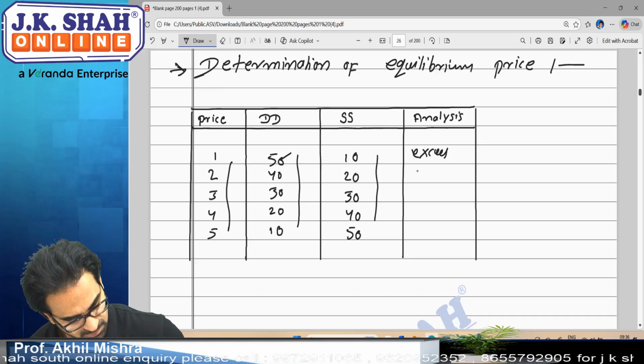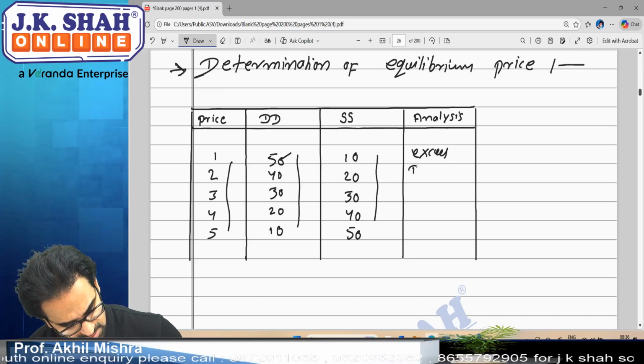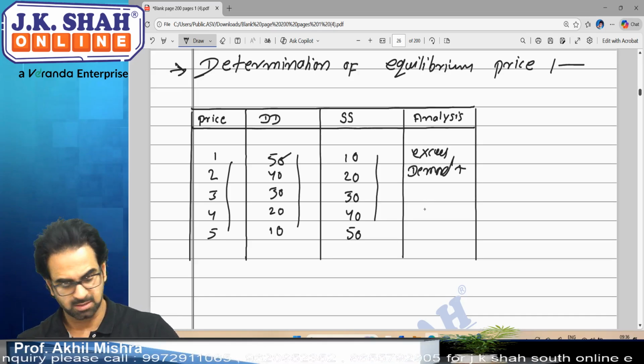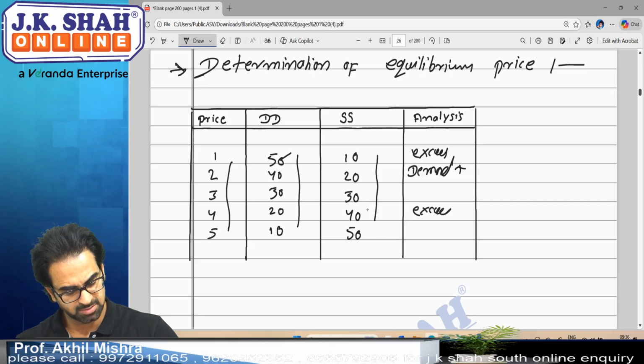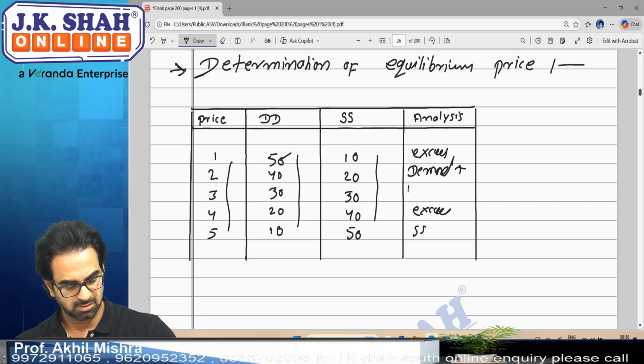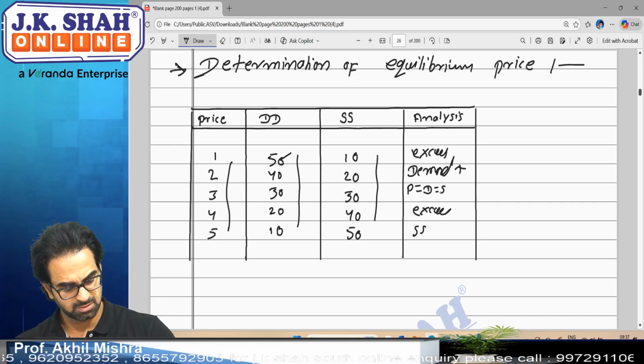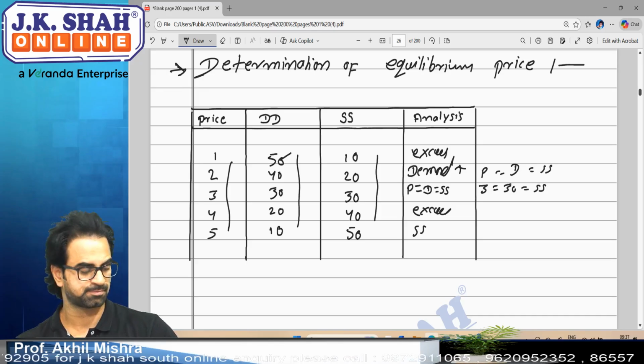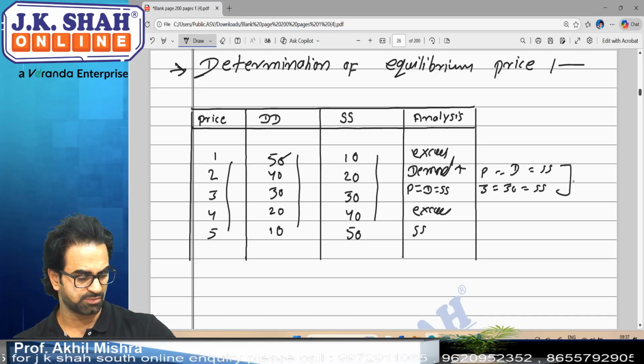Same thing here. Demand is high again. Here, what is that? Excess supply, too much. Supply is more than demand. Here, supply is too much. Here what is happening? Price is equal to demand is equal to supply. Price is 3 where demand is 3 and supply is 3. Okay, this is nothing but the point of equilibrium where demand and supply both are equal.